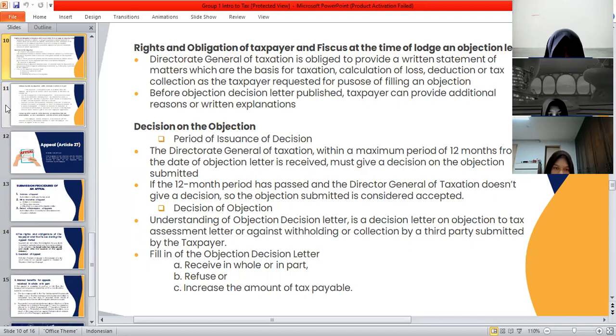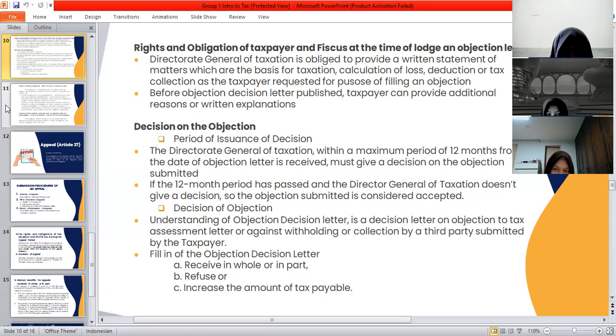And decision on the objections. First is the period of issuance of decisions. The Directorate General of Taxation, within a maximum period of 12 months from the date the objection letter is received, must give a decision on the objection submitted. If the 12 months period has passed and the Directorate General of Taxation doesn't give a decision, the objection submitted is considered accepted.